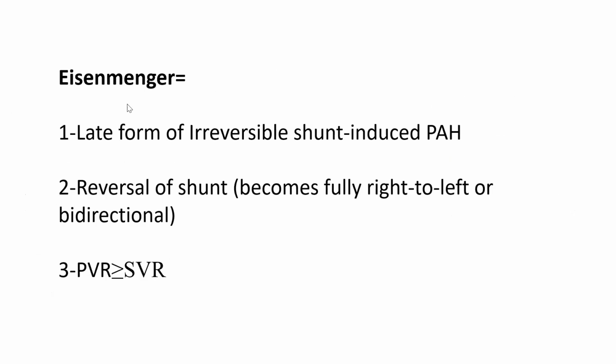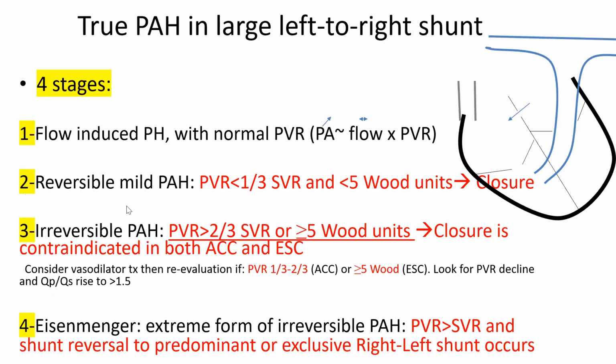And I showed this again. Eisenmenger is a late form of irreversible PAH, and PVR is higher than SVR. And those are, please know, the 4 stages of PAH and left to right shunt. When we see ASD in an adult, or occasionally moderate VSD that's causing PAH in an adult, we often see those flow-induced PH, usually mild with normal PVR, or with mildly increased PVR, less than 1/3 of SVR.